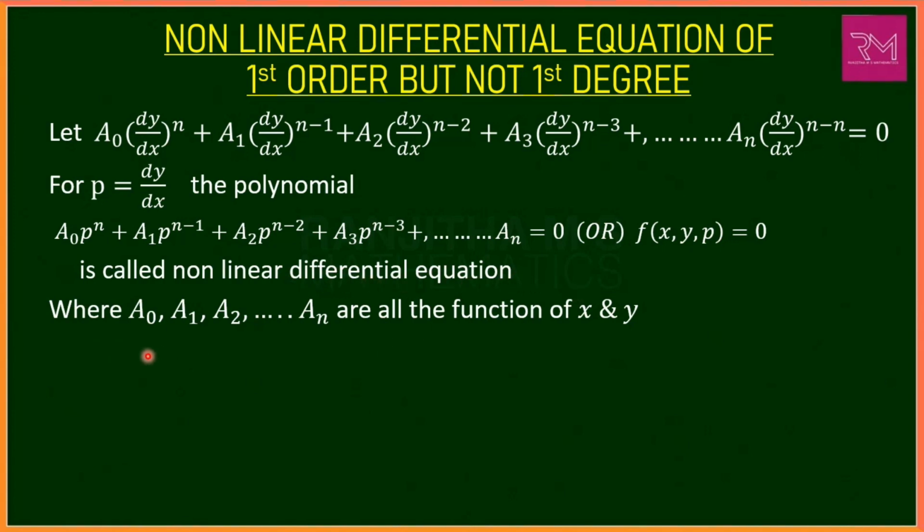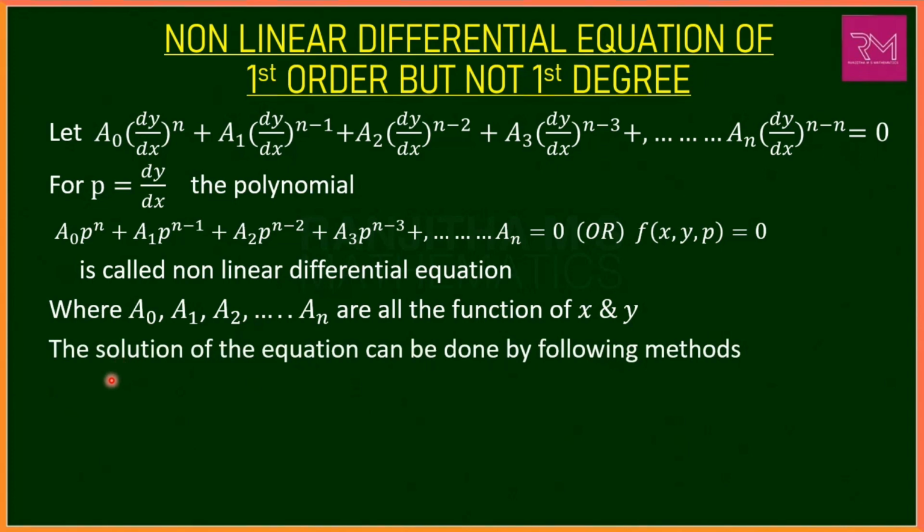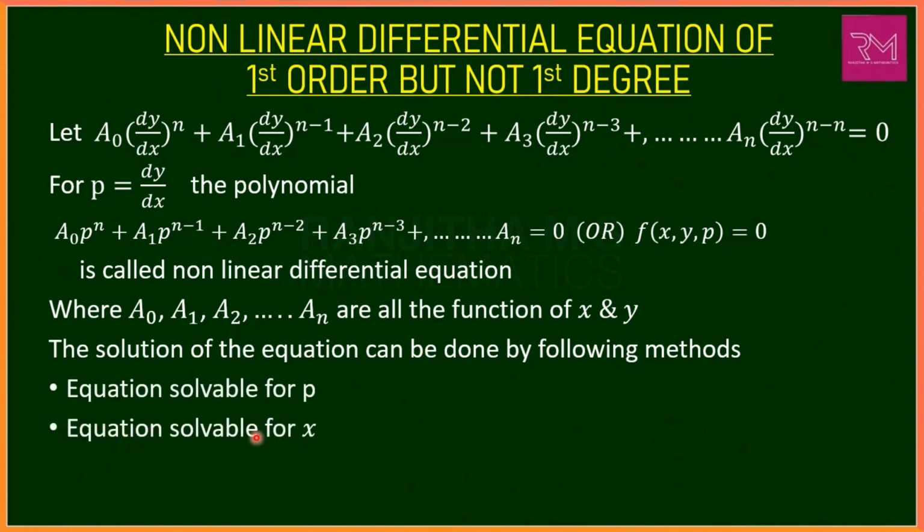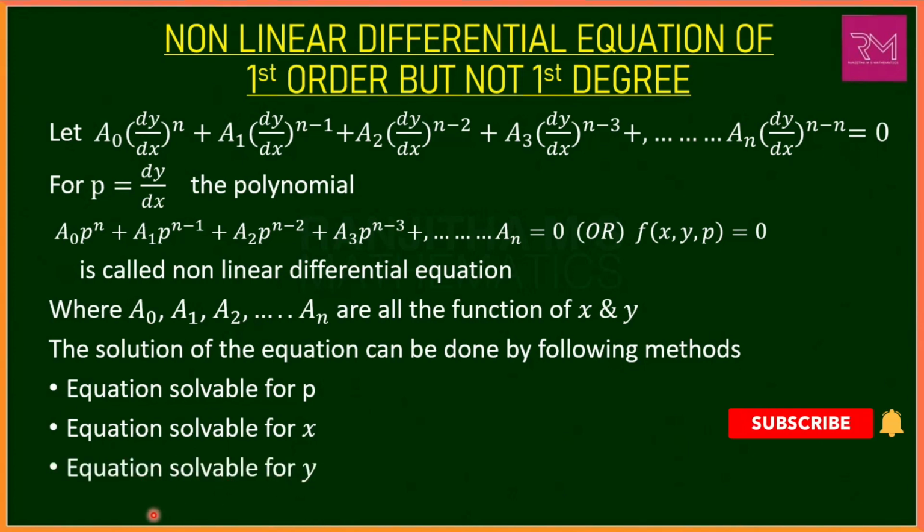If we have a differential equation, we have to obtain the solution for it. The solution for a nonlinear differential equation is obtained using 4 methods. One is equation solvable for p, second one is equation solvable for x, third one is equation solvable for y, and last one is Clairaut's form. With the help of these 4 forms, we obtain a solution for a nonlinear differential equation. In this video, we study about equation solvable for p.